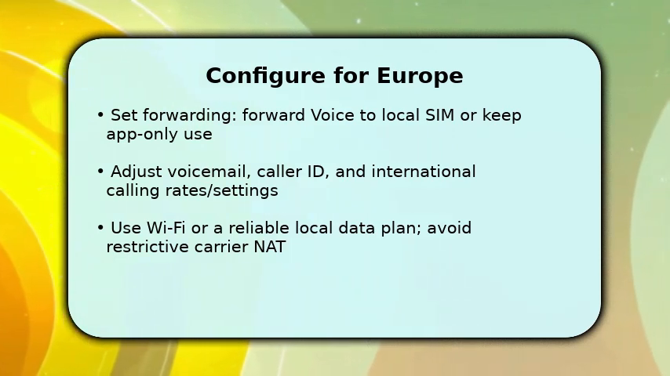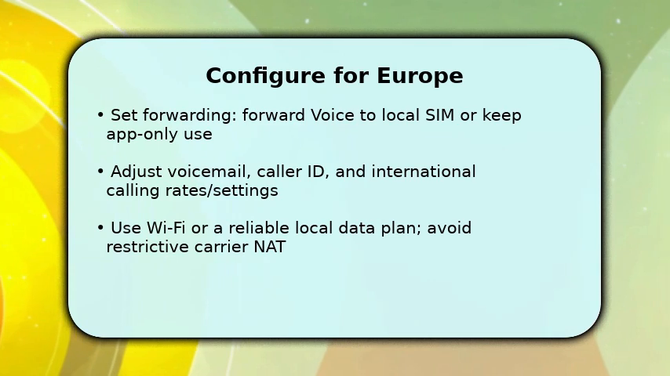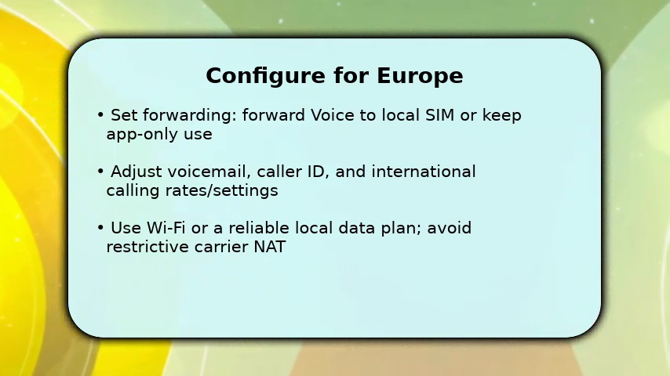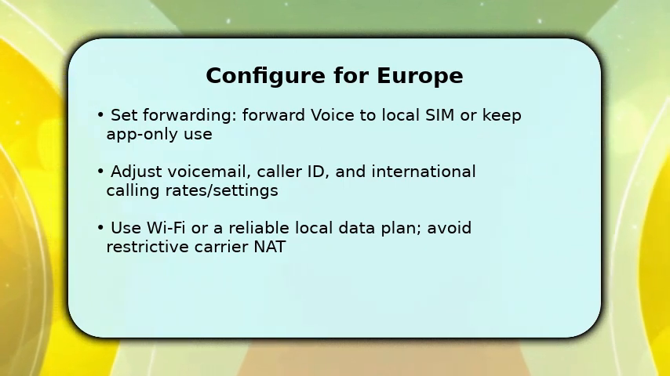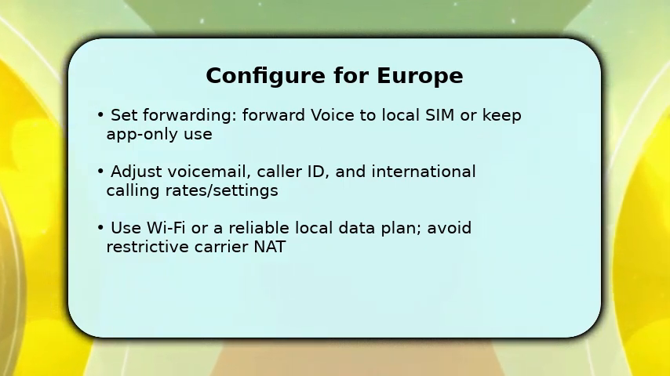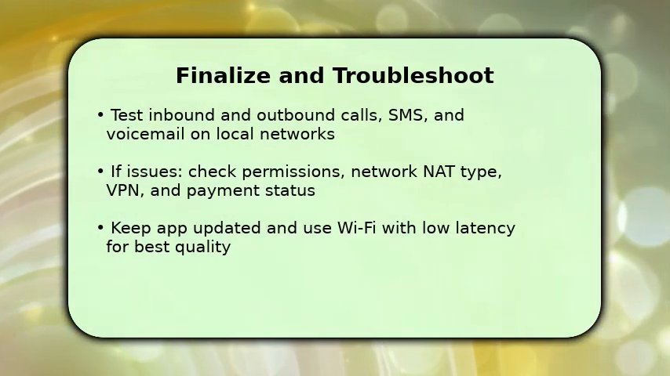calls. Make sure your local carrier doesn't block VoIP by testing short calls, and consider a VPN only if your network restricts Google services. These middle steps ensure reliable two-way calling. Finish by testing incoming and outgoing calls, text messages, and voicemail while on local networks.